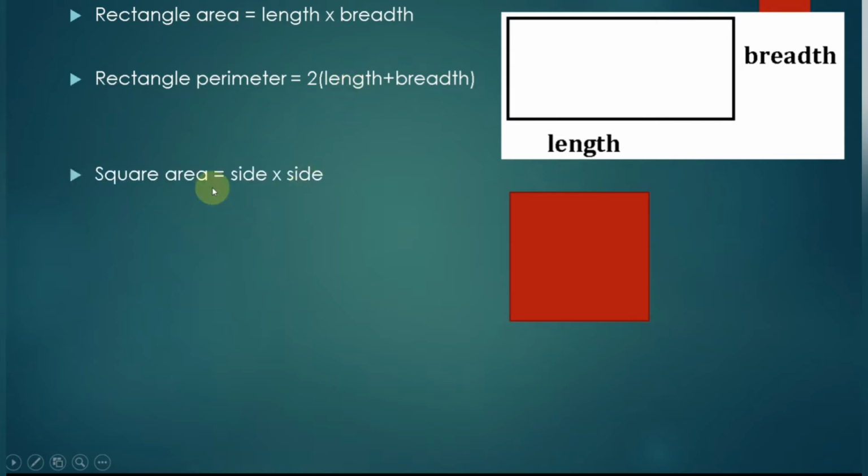Next is your square. Area of a square is side into side. Here in a square all the 4 sides are equal, so if you need to calculate area, we will multiply side into side. Then perimeter of the square, we have 4 sides, so just 4 times side, that is the perimeter of the square. Now using this we will solve the problems.